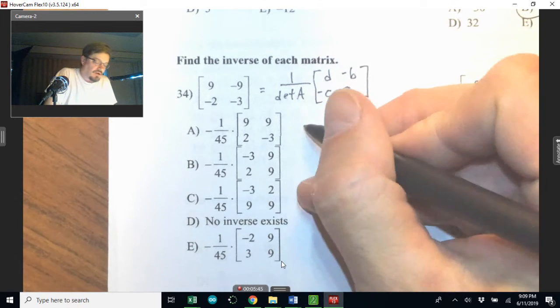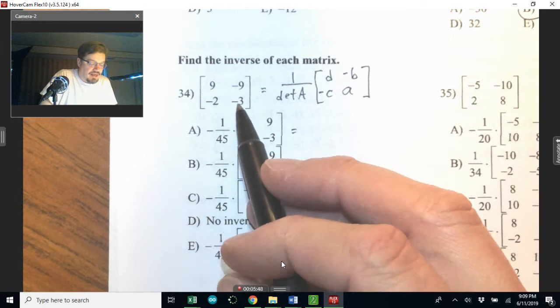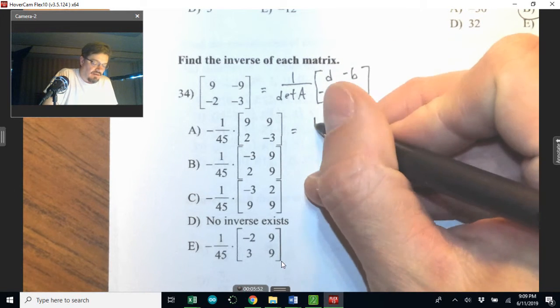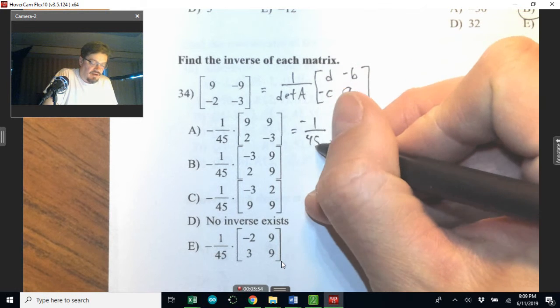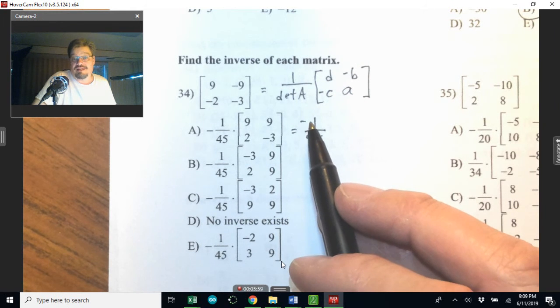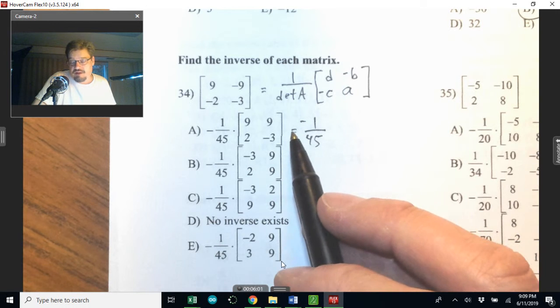All right, so let's get that determinant. You're going to get negative 27 minus 18, which is negative 45. So negative 45. I never put the negative sign in the denominator. I'll always either put it on the top or right here in line with the fraction.